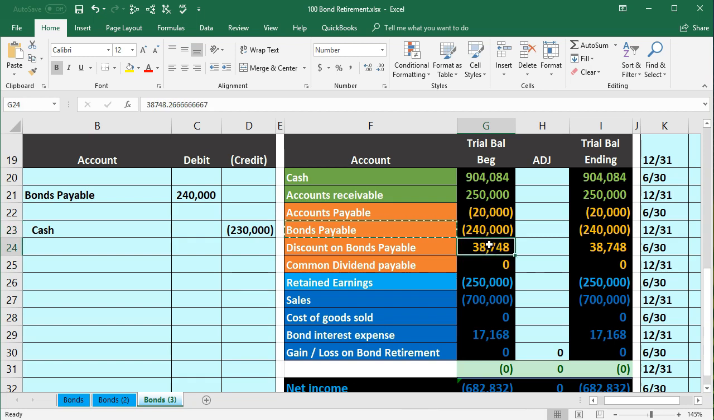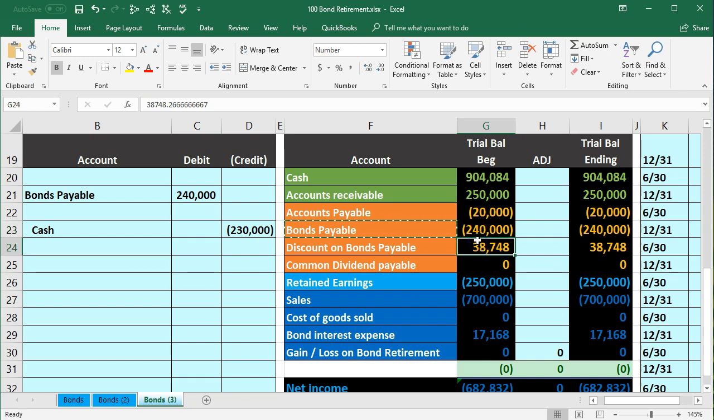On the other hand, if it were a premium, the payable is a liability representing kind of the sticker price. And if we sold it for more than the sticker price, the premium must make it go up. So it must be the same thing as a liability. It must be another credit if it were a premium.